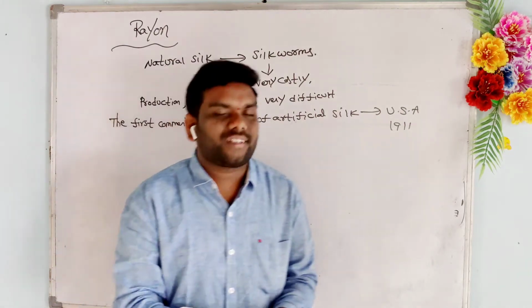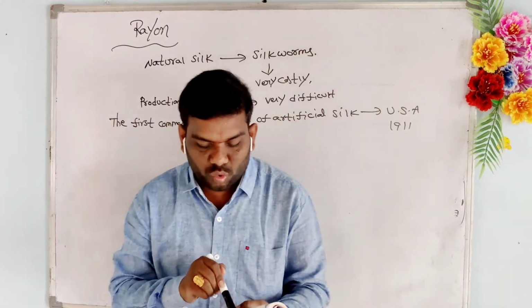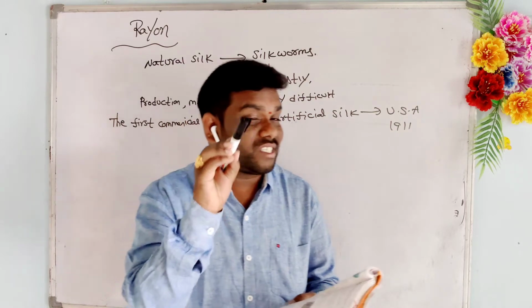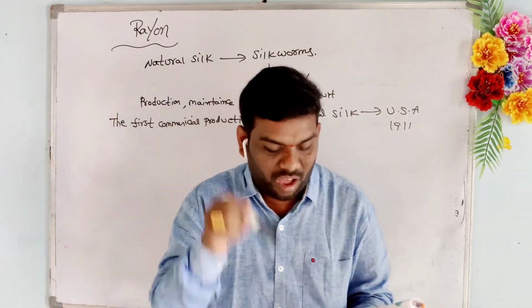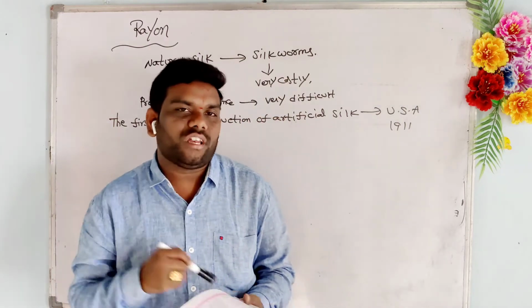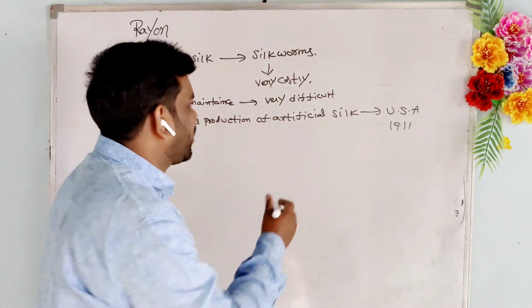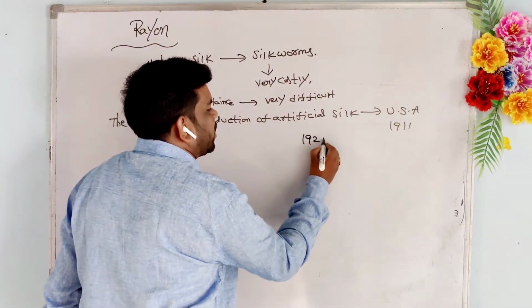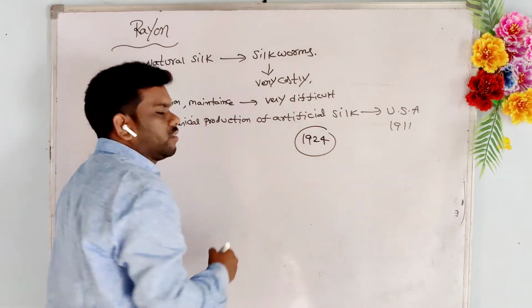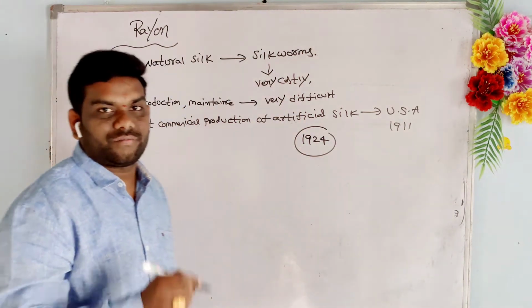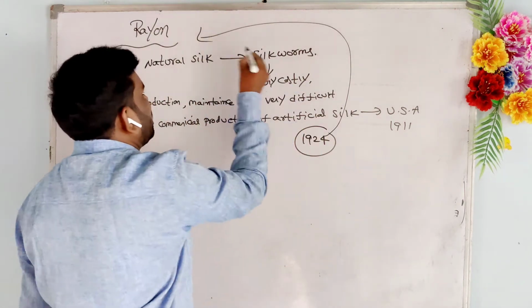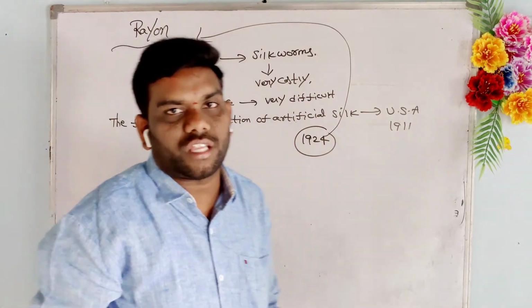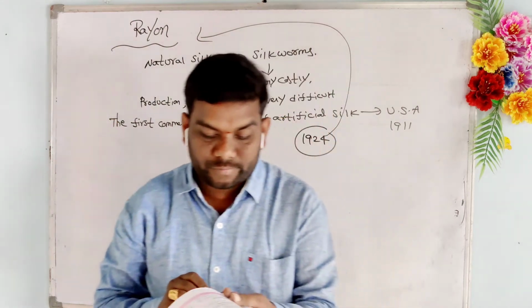But if we look, the fiber was named rayon. They named it rayon only in 1924. In 1924 that silk was named rayon. So it is very important. The year in which it was named rayon is 1924.